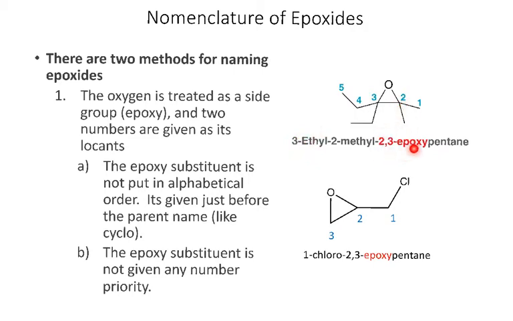But then we don't alphabetize the epoxy. It always comes right before the base name. And we need to give two numbers, right? So the epoxy is attached to carbons 2 and 3, so that's why it's 2,3-epoxypentane.